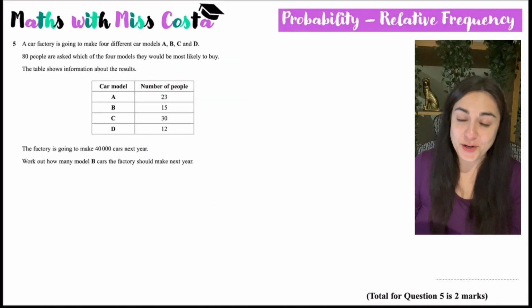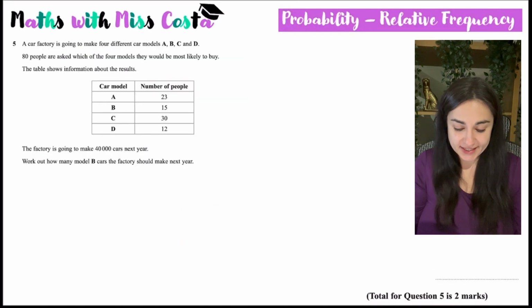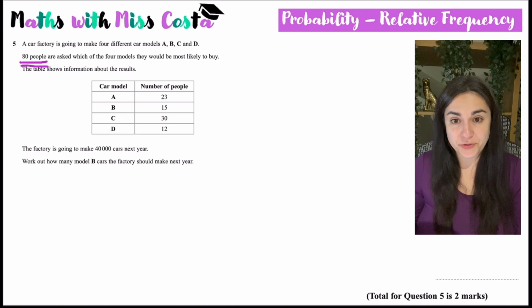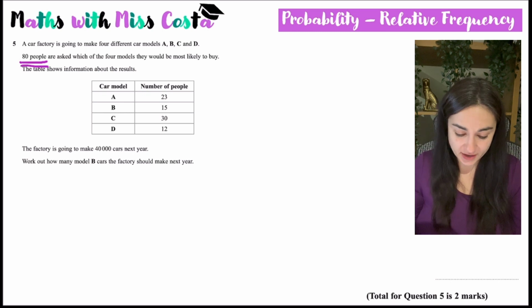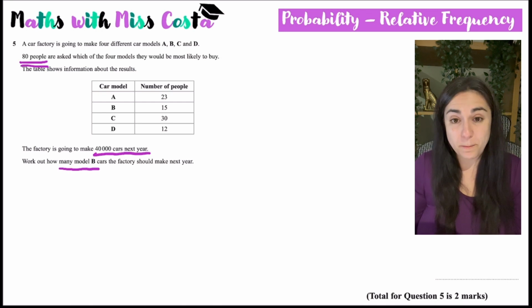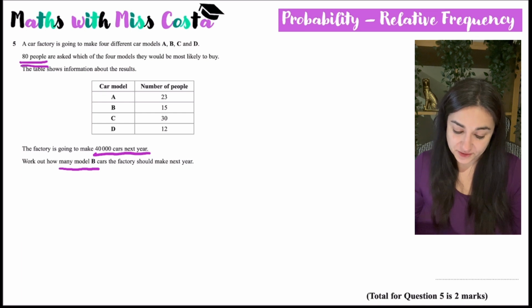So in this question, I'm being told that a car factory is going to make 4 different car models, A, B, C, and D. 80 people were asked which of the 4 models they would be most likely to buy, and the table shows their results. I'm then told that the factory is going to make 40,000 cars next year, and I need to work out how many Model B cars the factory should make.